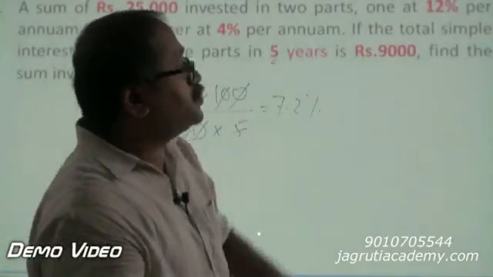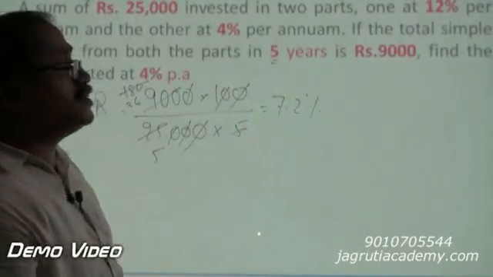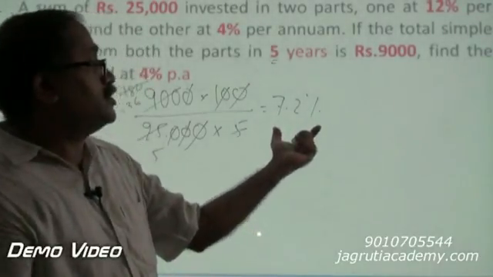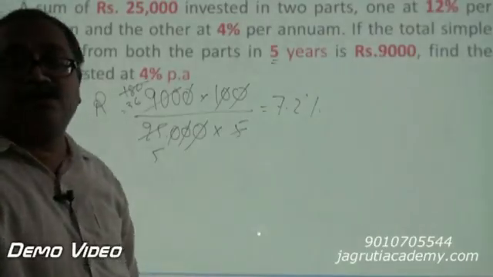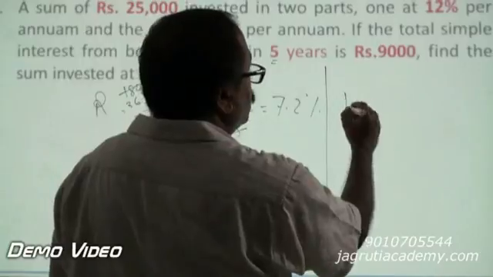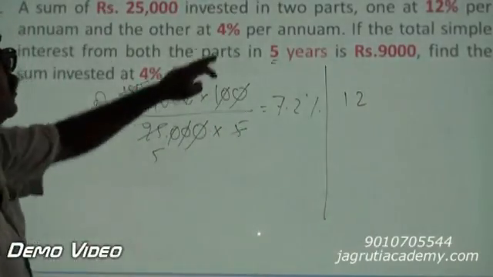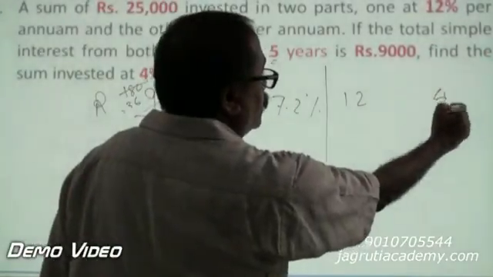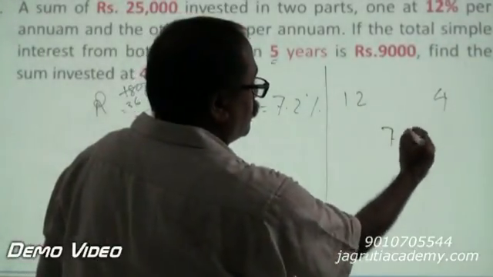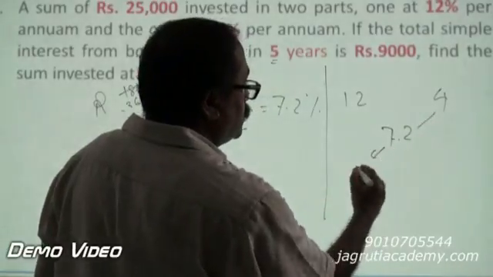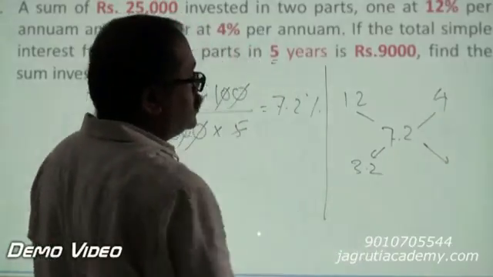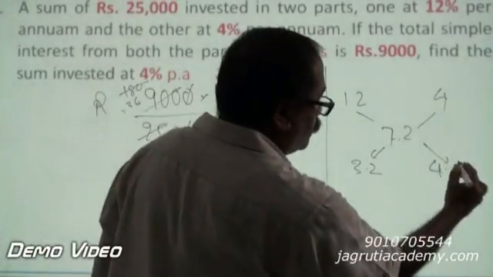One rate of interest is 12%, another rate of interest is 4%, and the mean rate of interest is 7.2%. So, we will arrange these three figures. I will take 12% to the left hand side, 4% to the right hand side, and the mean 7.2 in the middle. Now take the cross difference. This is 3.2, and take the cross difference here. You can see this is 4.8.